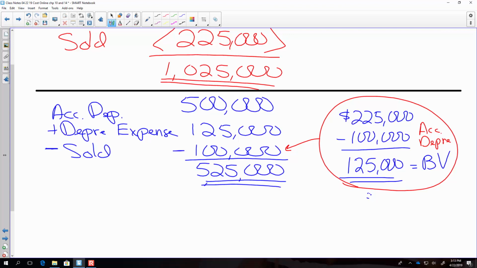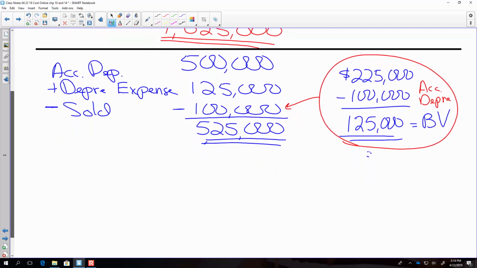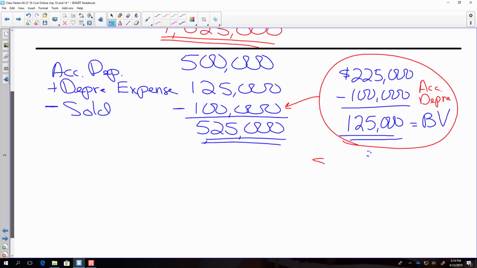So there is some work when you're looking at sales of long-term assets. You may have to compute the book value. You may have to determine what was the accumulated depreciation on that asset. You might have to compute the gain or loss yourself, right? And remember, whenever you're doing a gain on sale or a loss on sale, it's always the selling price.